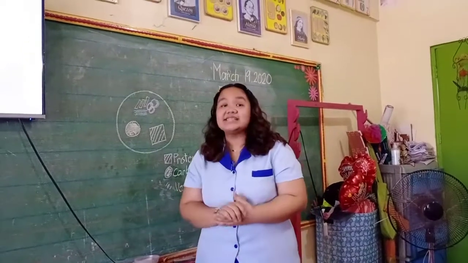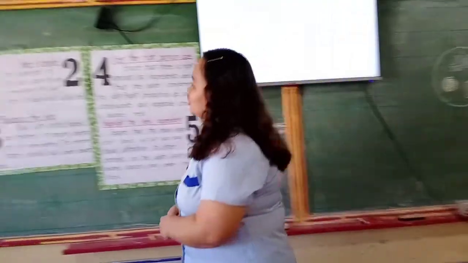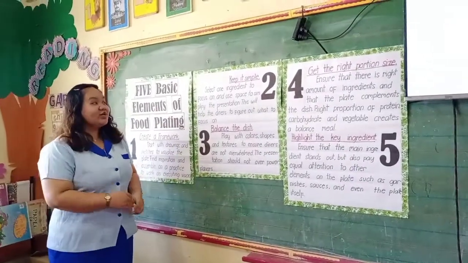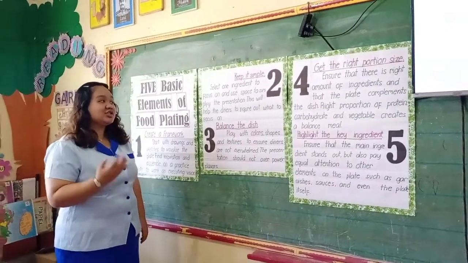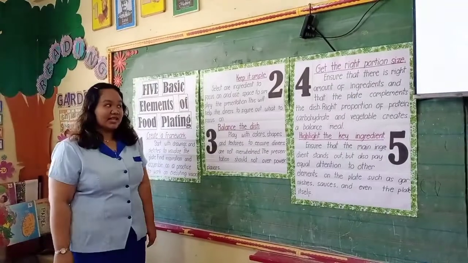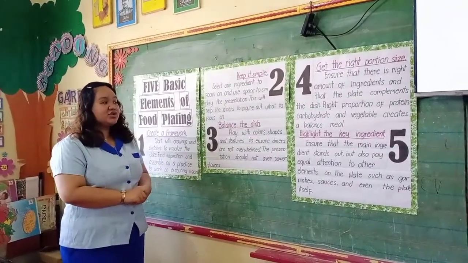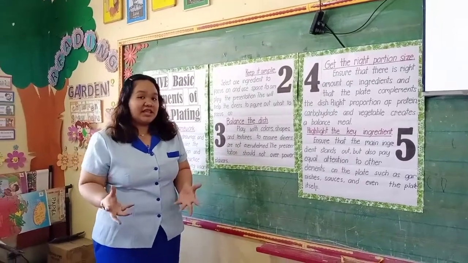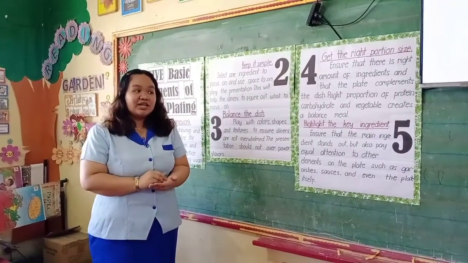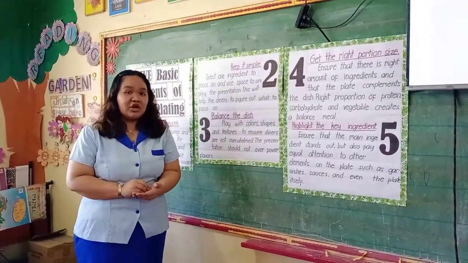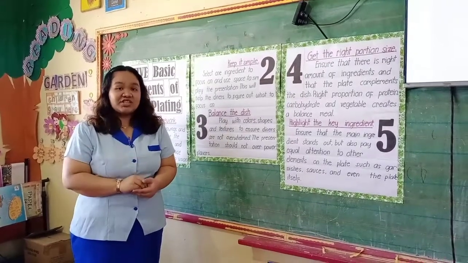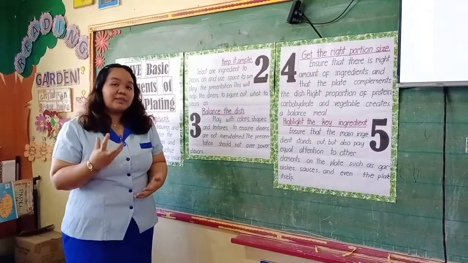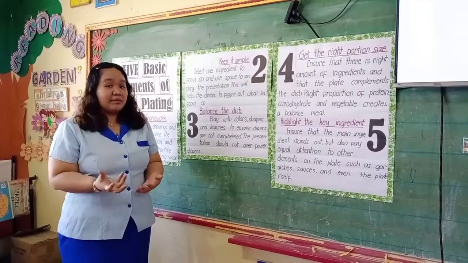So for our second element, keep it simple. Select one ingredient to focus on and use space to simplify the presentation. This will help the diners to figure out what to focus on. In the context of food plating, the chef always focuses on the main ingredient or the main dish, which is our protein. So later on, we will focus on our plating with the protein that I'm going to use.